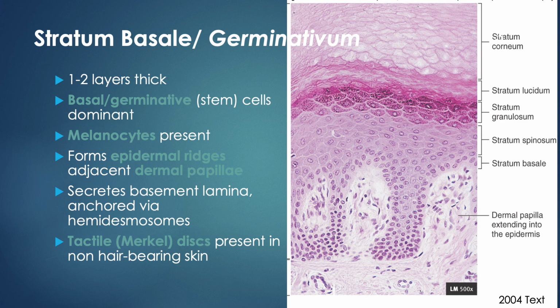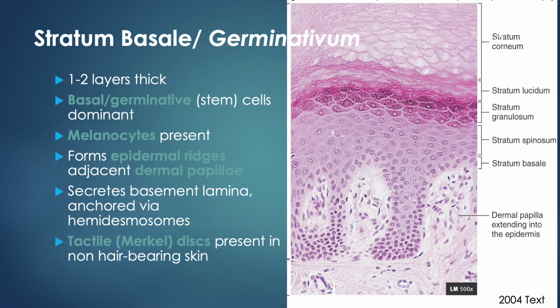Now let's look at the layers of the epidermis one at a time, and we'll start at the deepest and work our way up just like the way cells grow. So with the stratum basale or germinativum, we have a 1 to 2 layer thick basal layer, and in this basal layer we have the basal or germinative stem cells, which dominate the entire area. And they have to, because this is their job. Their job is to basically produce a lot of keratinocytes to rise up, eventually die, lose their nucleus, and then slough off.